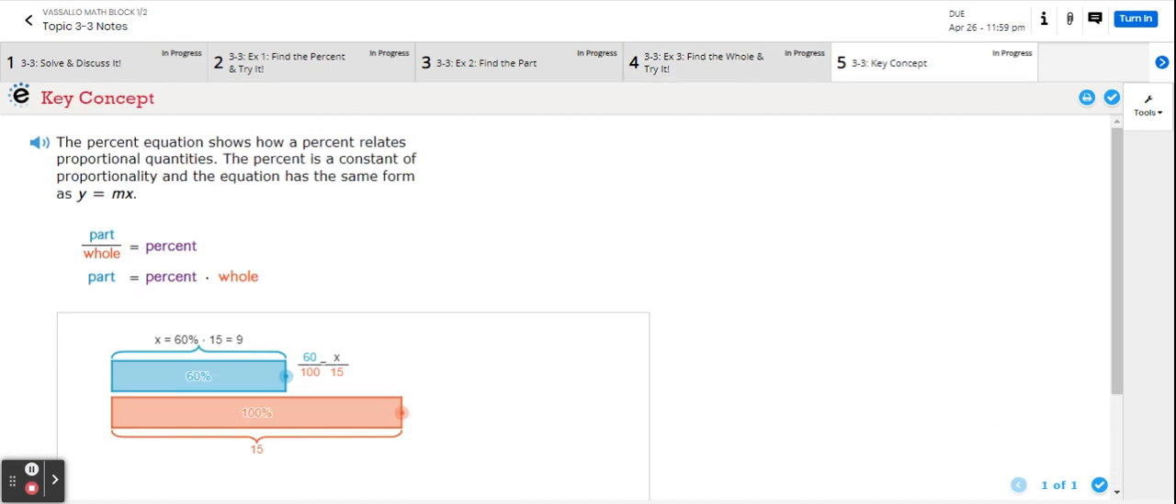Okay, very similar to our proportion. Everybody has a place. So your part over your whole is equal to your percent over 100. And you can still do the exact same thing using your percent equation. Your part is going to be equal to the percent times the whole thing, and you just have to plug in what you know. If you get an answer that doesn't make sense, you probably just plugged it in the wrong spot.